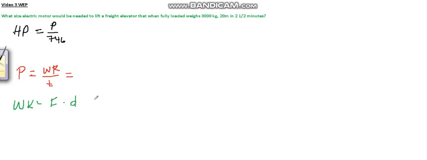So what kind of force are we talking about? Well, if it's an object that's being lifted, we have to factor in gravity. So the formula for force in newtons is equal to my mass times my gravitational constant, which, because it's being lifted, is 9.807 meters per second squared. And we know our mass, which is 3,000 kilograms.